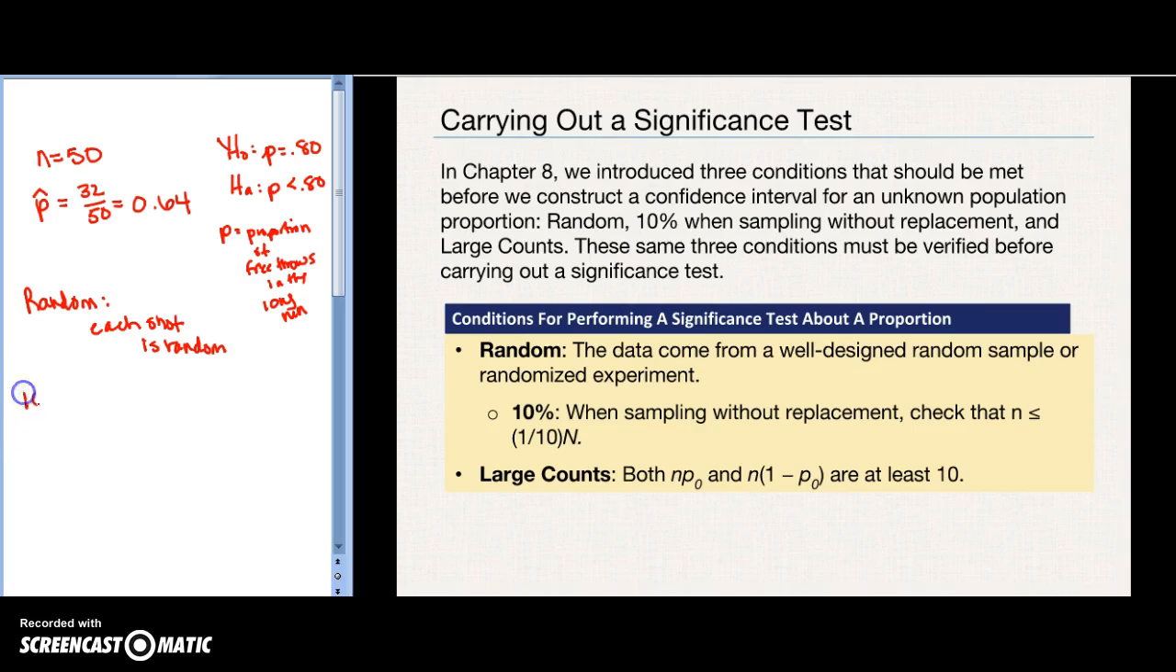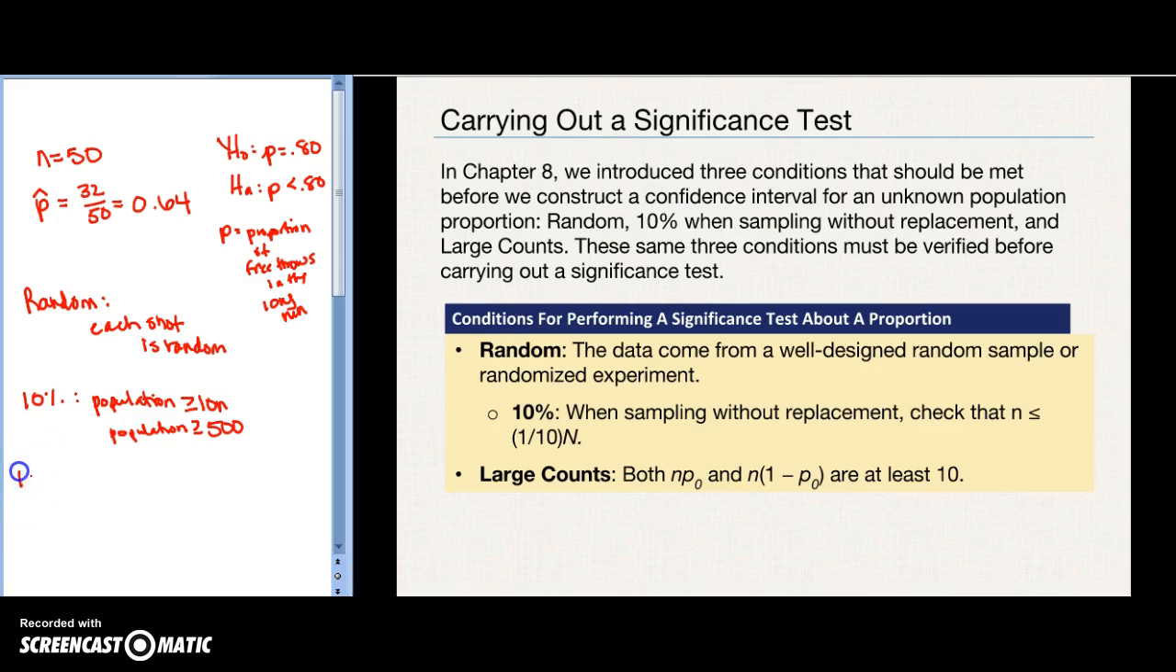The 10% condition, again, they write it as a fraction. We've been writing it as: is he shooting a population of shots? Is he shooting more than 10 times our sample? So does he shoot more than 500 free throws in his entire career? And I would argue that yes, probably.